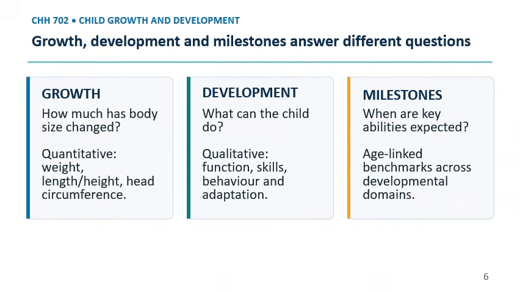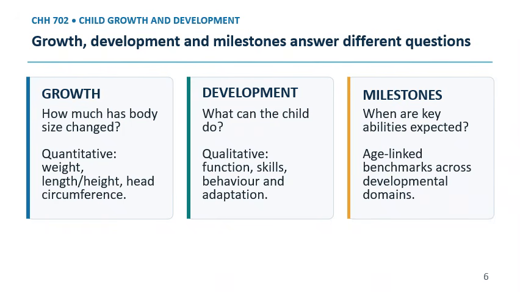Development refers to qualitative and progressive change in function, skills, behavior, and adaptation. It includes how a child moves, communicates, thinks, solves problems, regulates emotion, and relates to others. Milestones are age-linked abilities or behaviors that provide practical reference points for observing development.